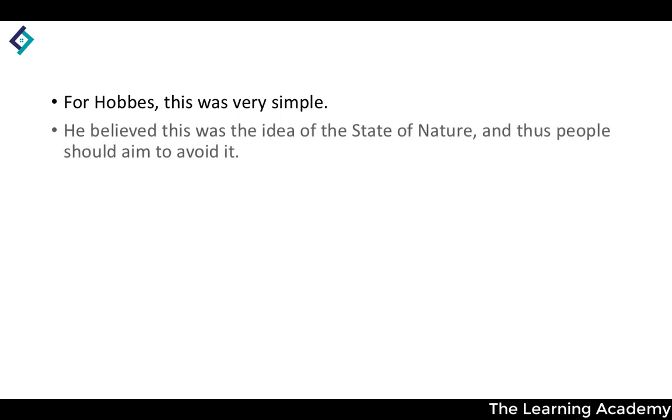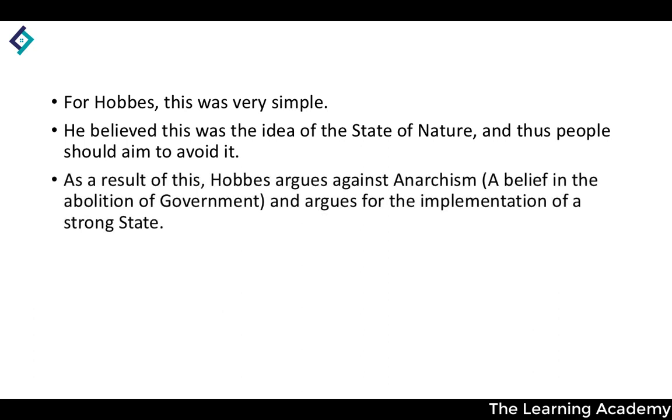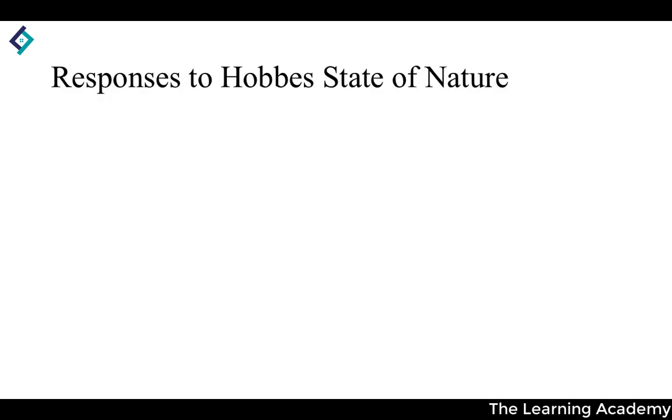So really, for Hobbes, it's very simple. He believed in this idea of the state of nature, and thus people should aim to try and avoid the state of nature. So people shouldn't be advocating for a removal of the state or for a drawing back of state power. And as a result of this, he argues against anarchism. Since anarchism is a belief in an abolition of government, he argues for the implementation of a strong state, because otherwise the state of nature wouldn't be very nice, according to Hobbes.